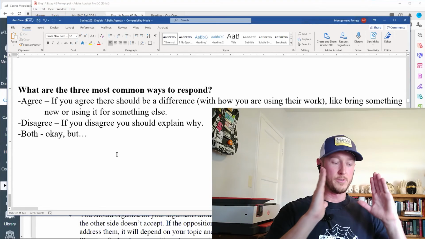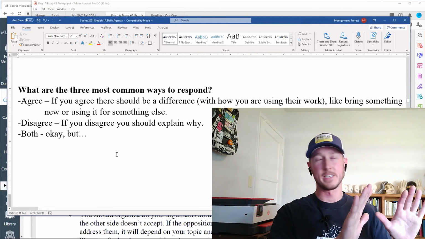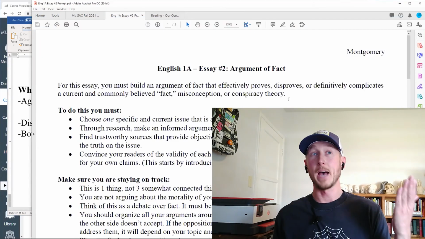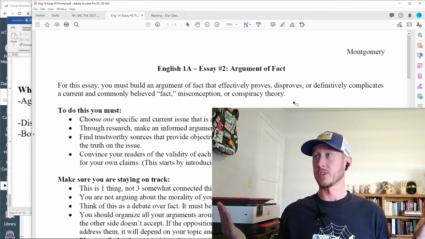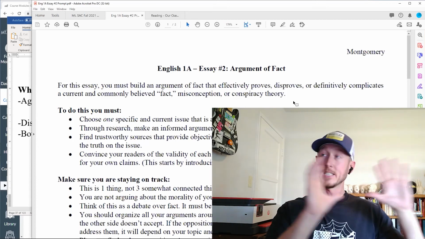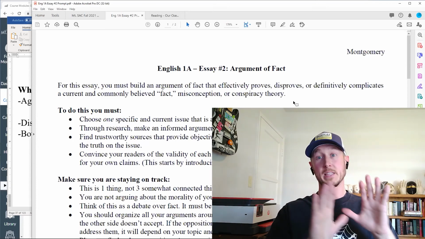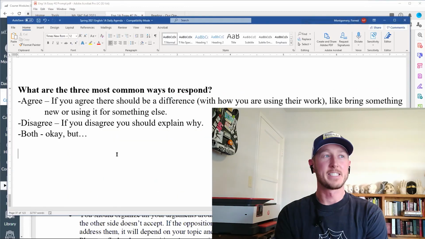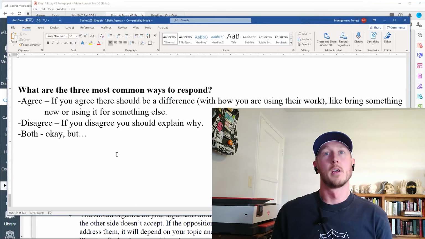So both, it's you agree with one aspect, but not the other. There could be some aspect to a conspiracy theory that you totally agree with, that you're like, yeah, this part of it's true, but this is where it gets flawed. And that's how you get a more complex argument.